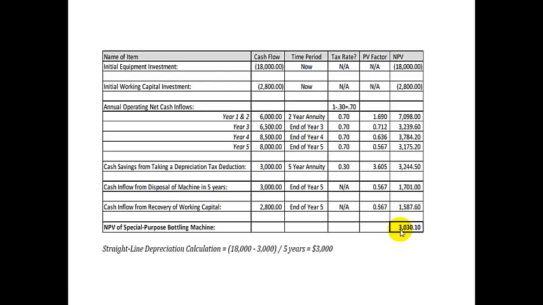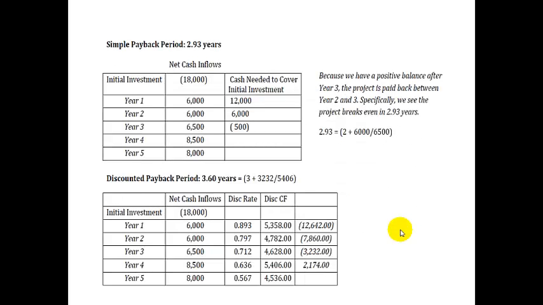Okay, let's do some additional analysis. So additional analysis here is the simple payback period, and somehow the simple payback period tells us that we get our initial investment back in 2.93 years. Now notice that this calculation is very simple, and it only looks at the net operating cash inflow, so it doesn't really even include everything like the depreciation tax shield.